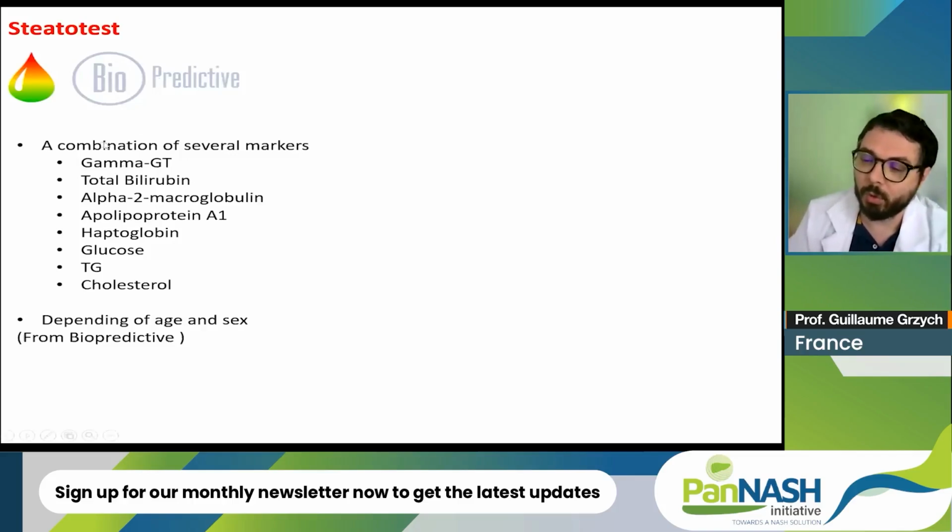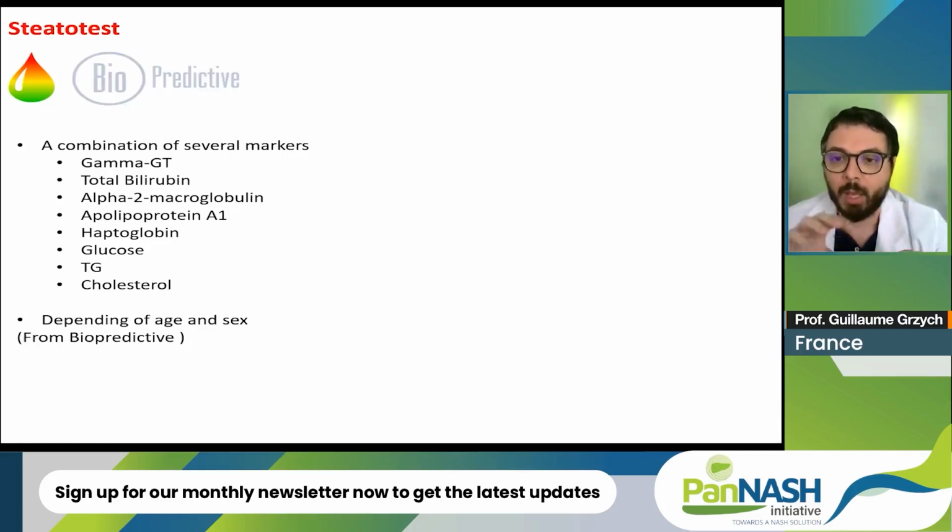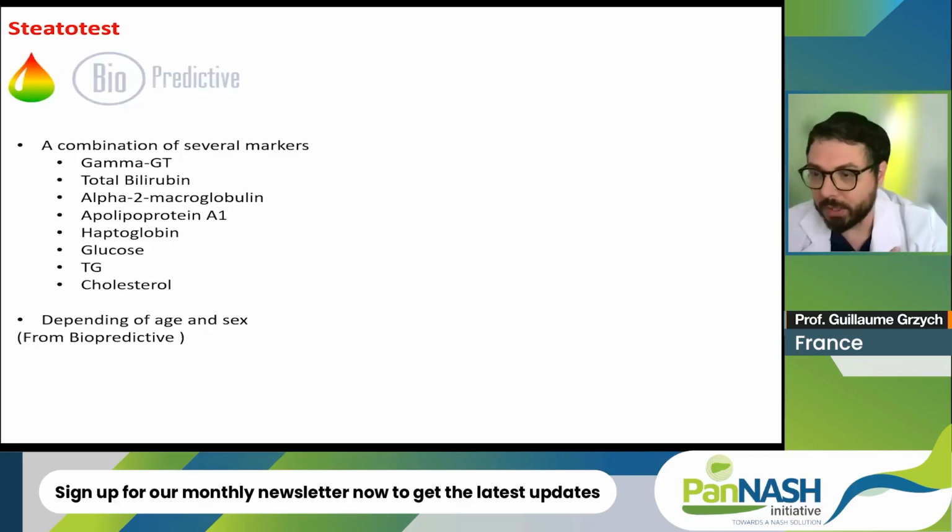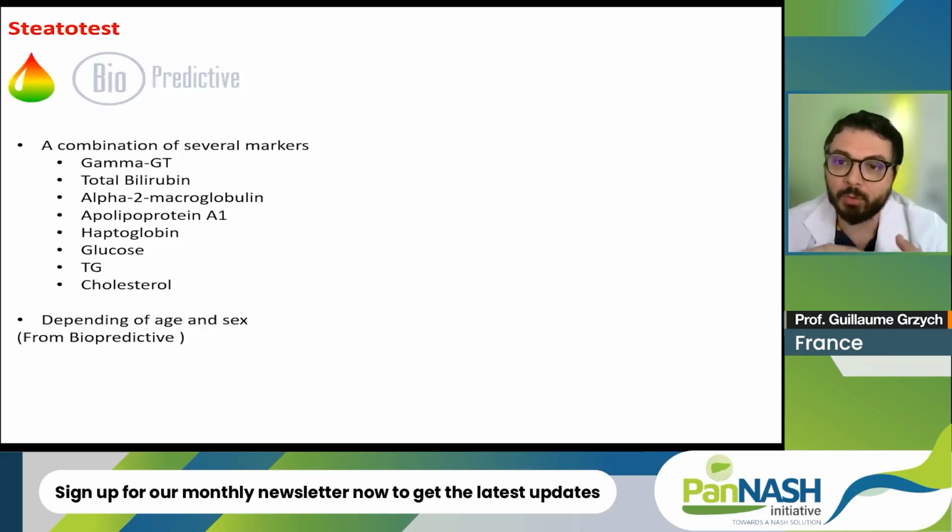First, you have to measure some hepatic markers: gamma GT, total bilirubin, alpha-2 macroglobulin, apolipoprotein A1, haptoglobin, glucose, triglycerides, and cholesterol. You also need to know the age and sex of the patient, which are used in the combination in Biopredictive. When you put in all this data, it is able to calculate many scores: the SteatoTest, which we see for now, and also the NASH test and the FibroTest, used for NASH and fibrosis.